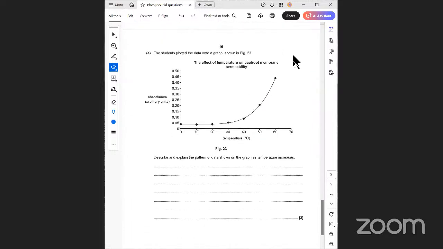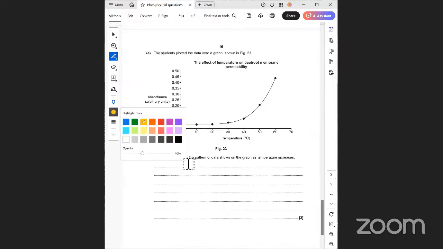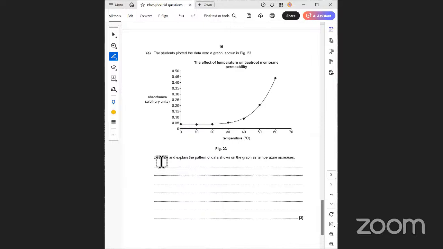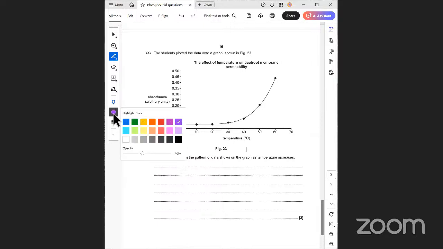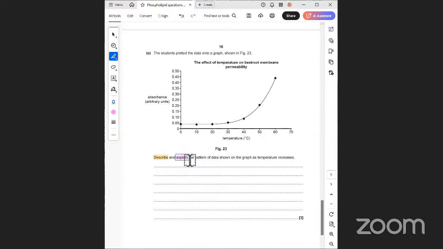So students plotted the data onto a graph shown in figure 23. So we can see here that the absorbance is on my y-axis and the temperature is on my x-axis. So the next thing I need to do then is decide how to answer this question. So again, I'm going to use my highlighter and make sure that I have highlighted some keywords. So what is it actually asking me to do? It's asking me to describe, and then, so I'm going to use a different color here, it's asking me to explain. Describe the pattern and then explain the pattern.